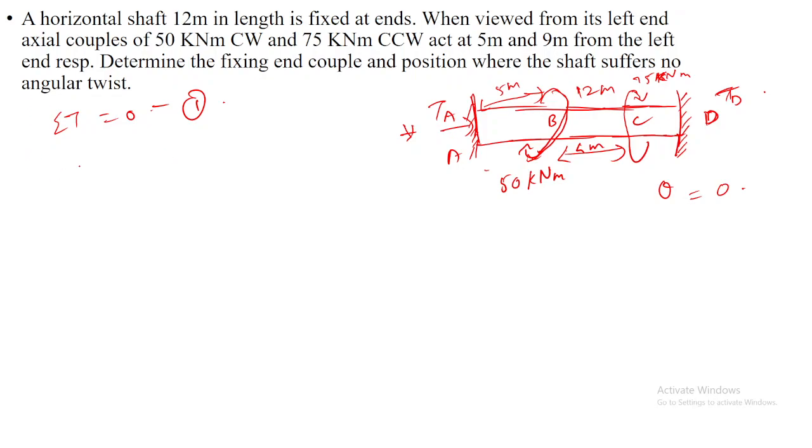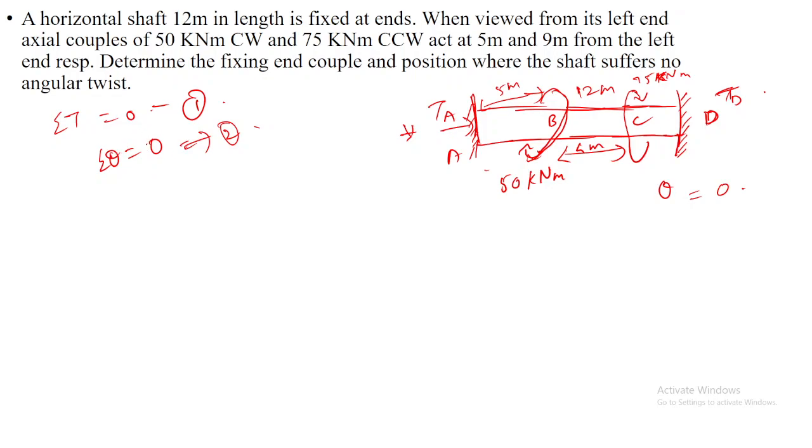Okay. So the other condition is the compatibility condition. For example, in axial deformation, we find del L of the total composite bar equals 0, right? So this is the second equation. Similarly here, the summation of theta should be equal to 0. The total angle of twist should be equal to 0.